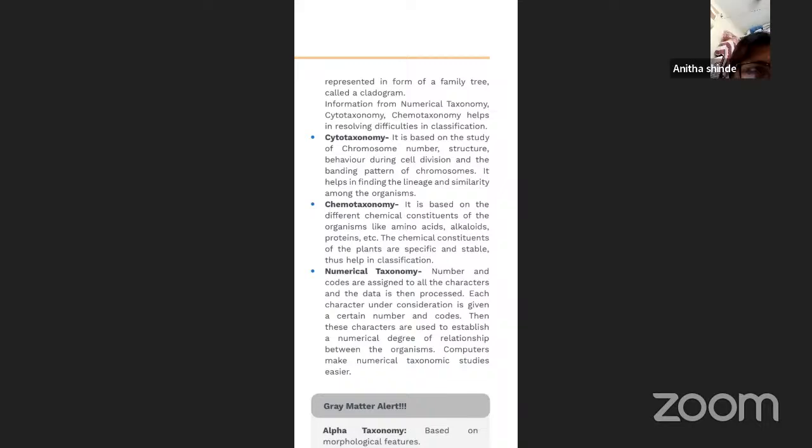So what do you mean by bioinformatics? It is nothing but a relationship study of the biological organisms with the help of computers. That is what we call bioinformatics. Using computers, we try to extract the information related to biological organisms. It may be plants or animals or whatever it is. That subject we call bioinformatics.